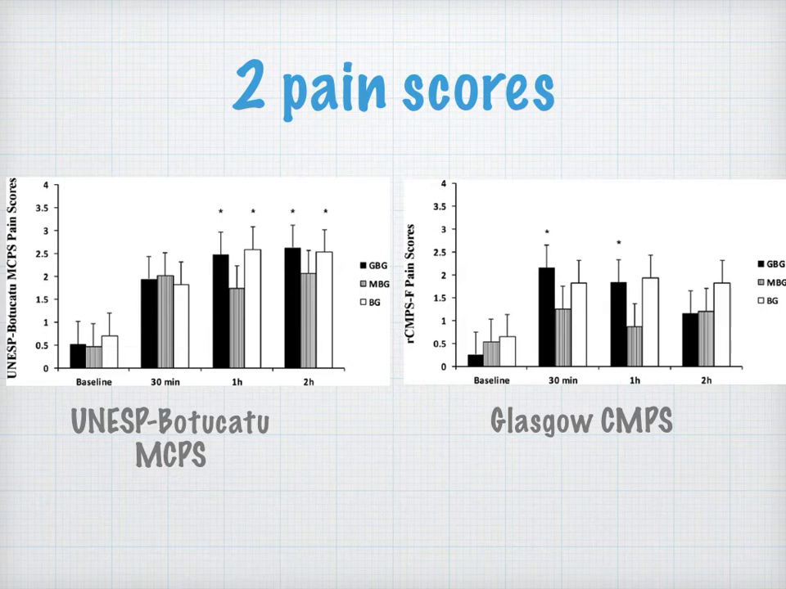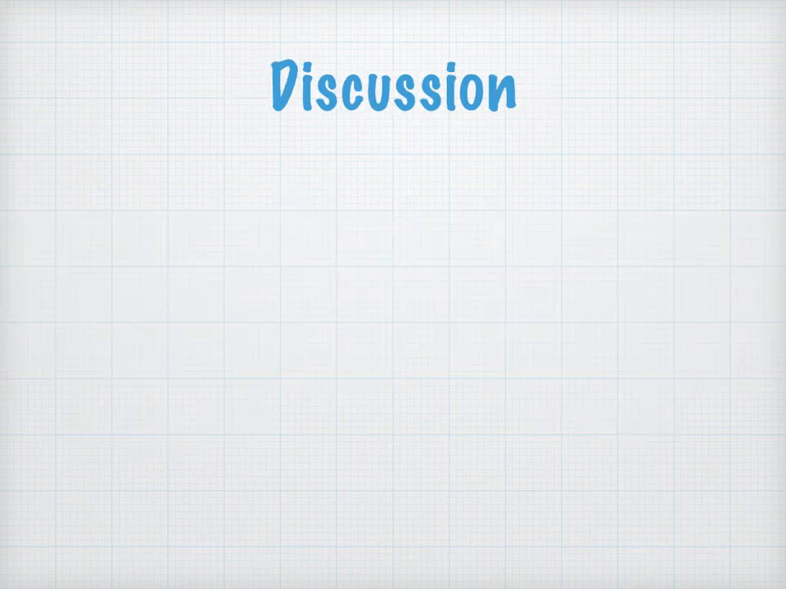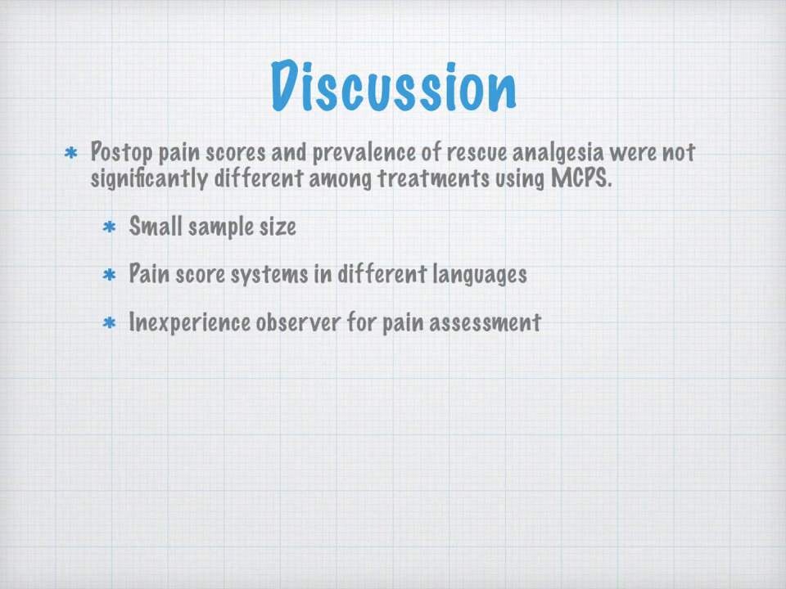The MCPS pain scores were increased for the GBG and BG treatments at 1 hour and 2 hour when compared with baseline value. The Glasgow CMPS pain scores were increased for the GBG at 0.5 hour and 1 hour when compared with baseline values. The result of this study showed that post-op pain scores and prevalence of rescue analgesia were not significantly different among treatments using the MCPS.